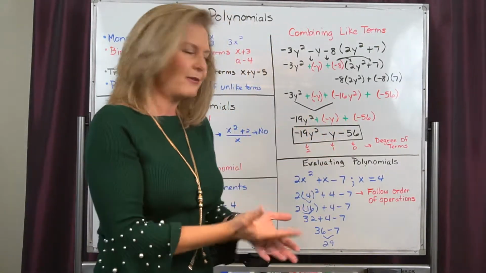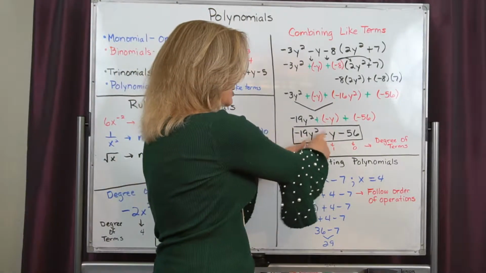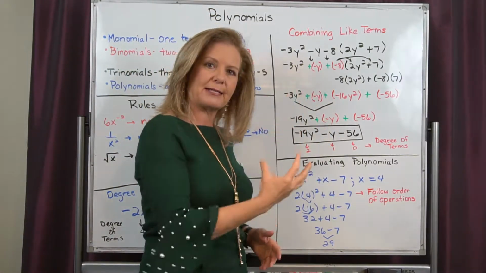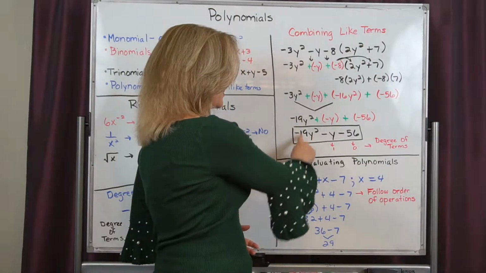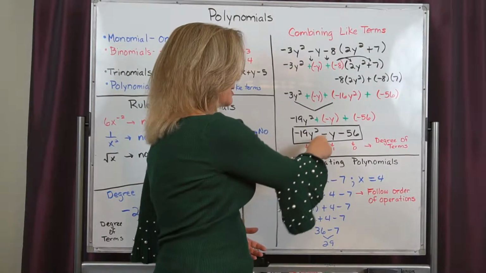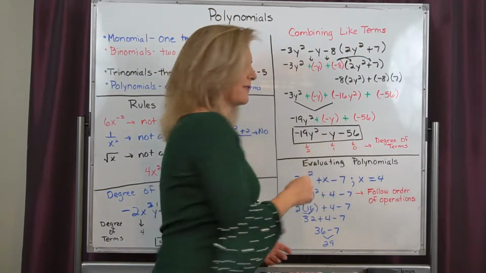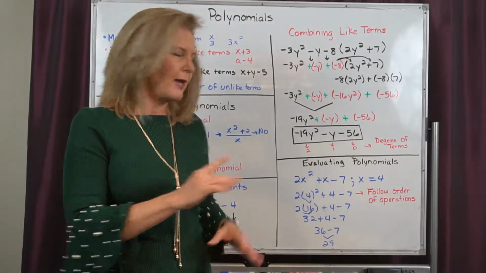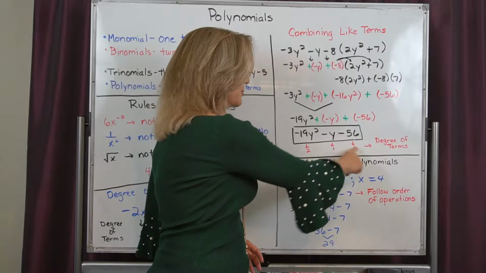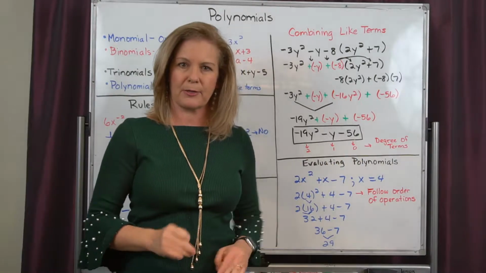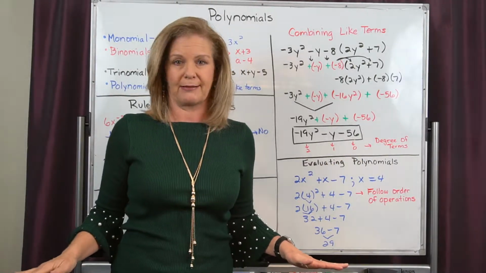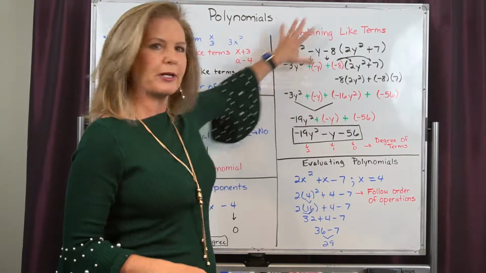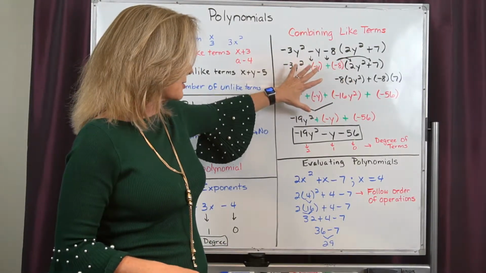So now my final step is I'm going to change my plus the opposite back to subtraction of the positive. So I get negative 19y squared minus y minus 56, and I check those degrees of terms just to make sure that I go from largest degree of term to smallest degree of term, and I know that I've written it correctly. So that's how we're using degree of terms to combine our like terms.